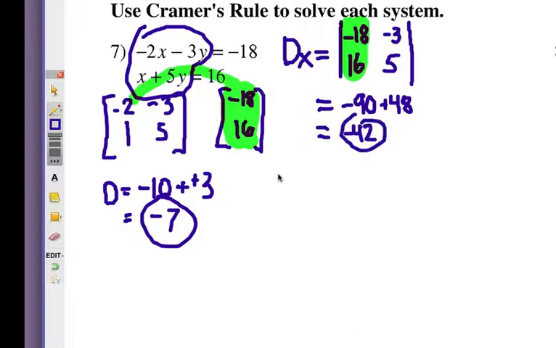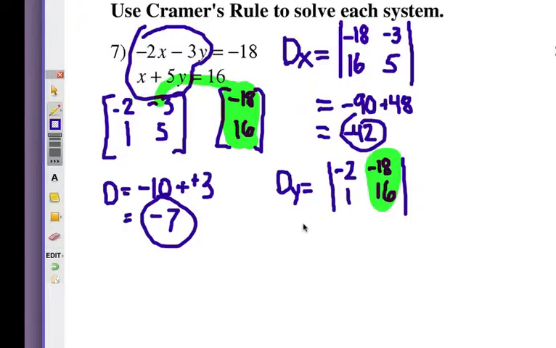All right, let's find the y determinant. Remember now that the x coefficients stay the same, negative 2, positive 1, but the y coefficients get substituted for the constant matrix numbers. So negative 18, positive 16. Now we're going to multiply here. Negative 2 times 16 is negative 32. 1 times negative 18 is negative 18. But remember, we have to change the sign. And so our y determinant is negative 14.